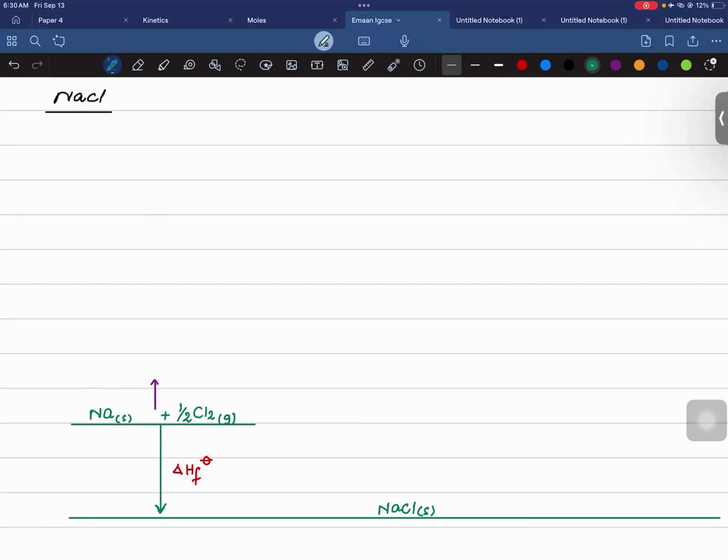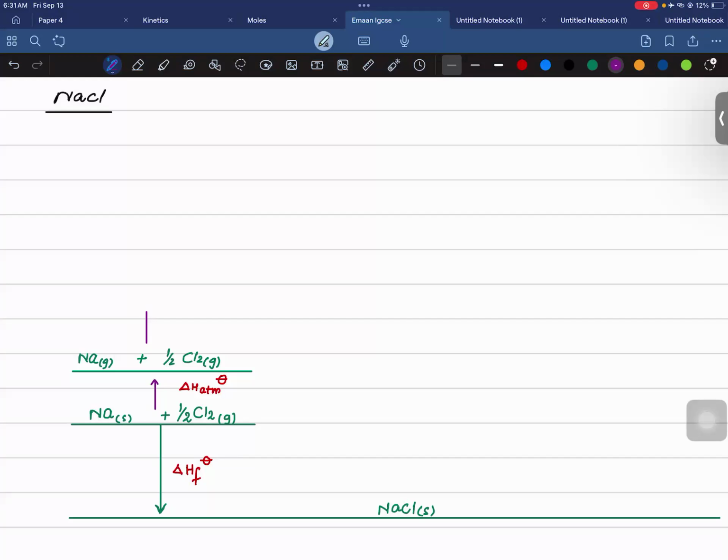Now see this. First of all, I would be converting this sodium solid into sodium gas. Can you tell me the name of the process? Atomization. This is enthalpy change of atomization. Sahil, why is this atomization? It goes from solid to gas. Exactly.